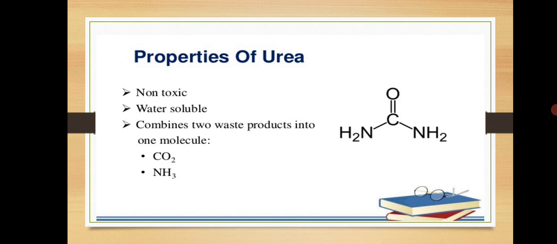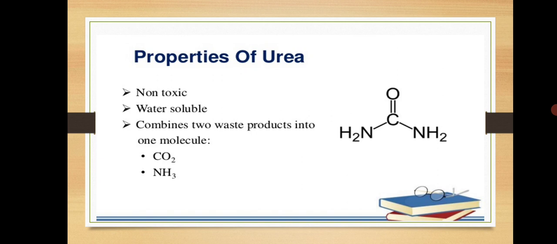Now, what are the properties of the urea cycle? The urea cycle is a chemical reaction of the body that converts the toxic form of waste, ammonia (NH3), into a less toxic form called urea. That is the overview of the urea cycle, and then further urea will be converted to urine and excreted through the body.